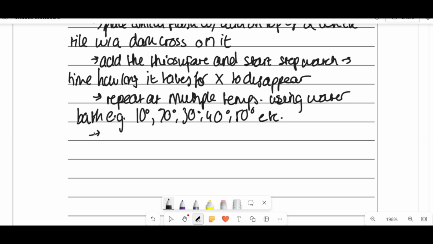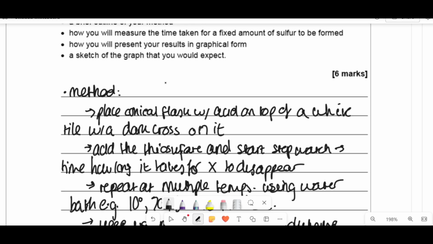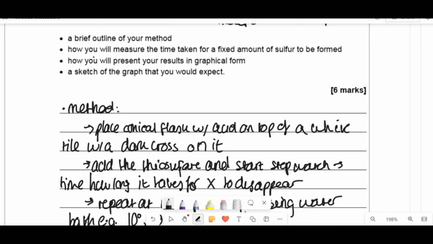As well as that, we need to talk about making sure that we are doing a valid experiment. So we need to keep the volume and concentrations of solutions constant as well. So that's a quick thing about method, and how we'll measure the time taken. Next, how will you present your results in a graphical form, and then a sketch of the graph that you'd expect.